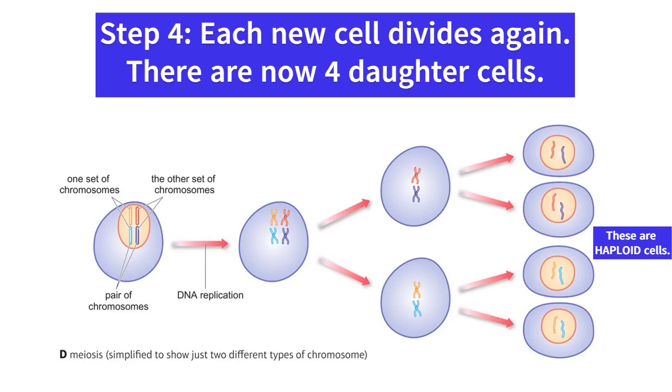Your first task today then is to recreate the diagram of meiosis in your book, and then underneath that diagram or next to each section, make a note of the 4 stages that we've just talked about. So you can pause and rewind the video here and get that information and make sure it's in your book.